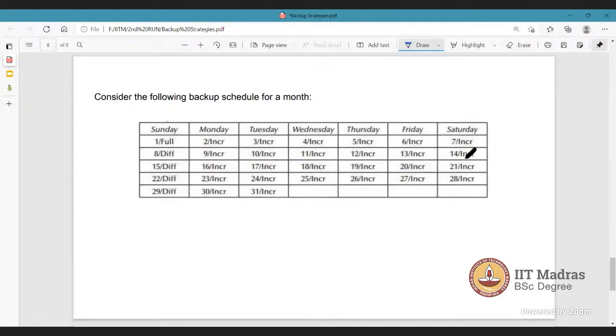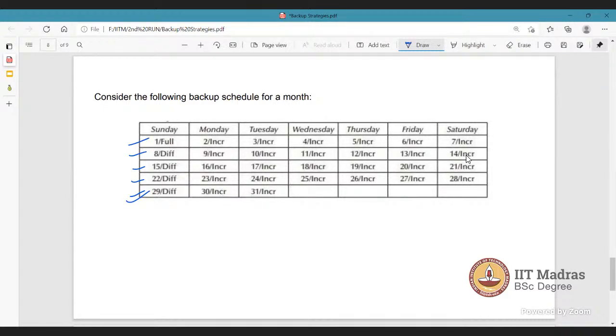Now that was a smaller example. Now this example is a backup schedule for basically a month, right? Here, a full backup is performed only once a month, and then on the other Sundays a differential backup is performed, and on the other days like Monday, Tuesday, Wednesday, Thursday, Friday, Saturday, an incremental backup is performed, right? So in order to recover the complete system, the minimum number of backups required will be one full backup, one differential backup, and 6 incremental backups, right?